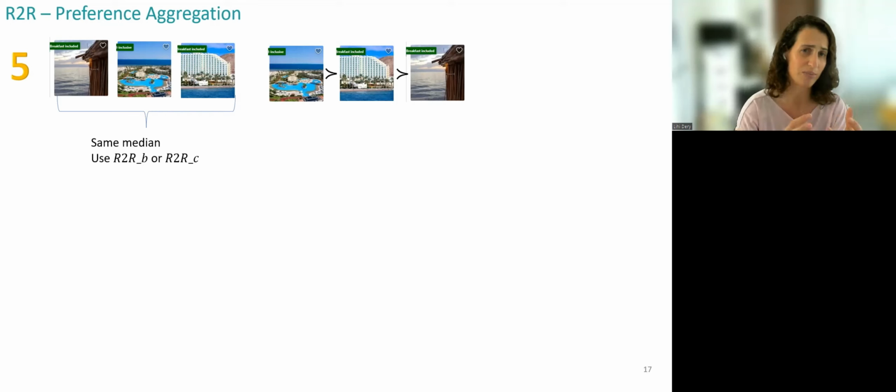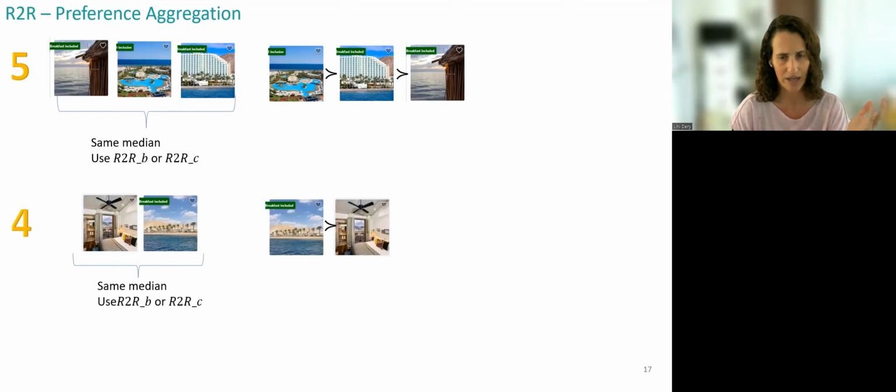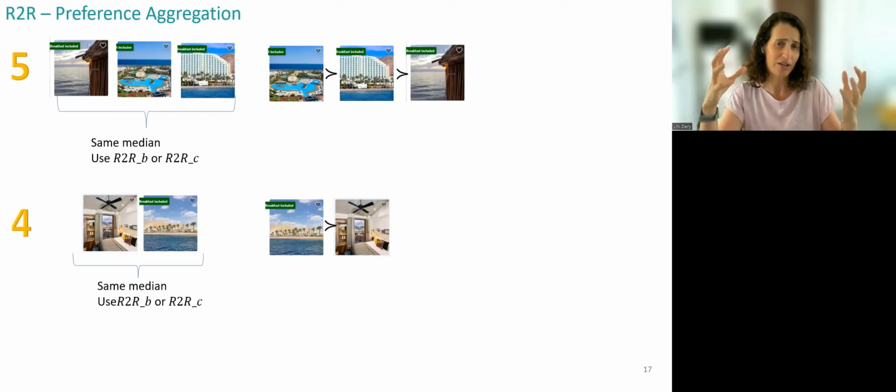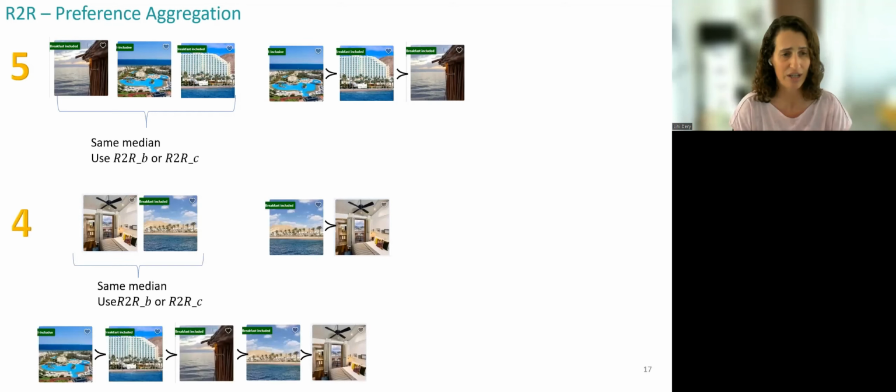And then we look at the next bucket of items. This is all the items that have a median of 4. And again, only for the items that have a median of 4, we use either R2RB or R2RC to rank them. We do the same if we have a bucket of items with a grade of 3 or 2 or 1. We do the same for all of these, and then in the end, we get a ranked list of the items.